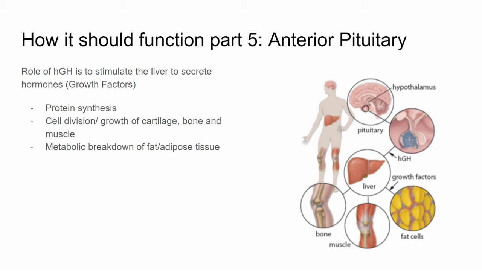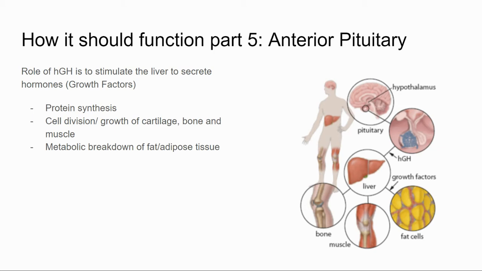So hGH, also known as the human growth hormone, actually stimulates your liver to secrete what we call growth factors. Now, those growth factors then target things like protein synthesis, the building of proteins to help fix muscles or help with tendons and ligaments, those kinds of things. It also helps with cell division and the growth of cartilage. Specifically, it does target bone, muscle, cartilage. That's one of the biggest parts. And then it also helps with the metabolic breakdown of fats and adipose tissue.